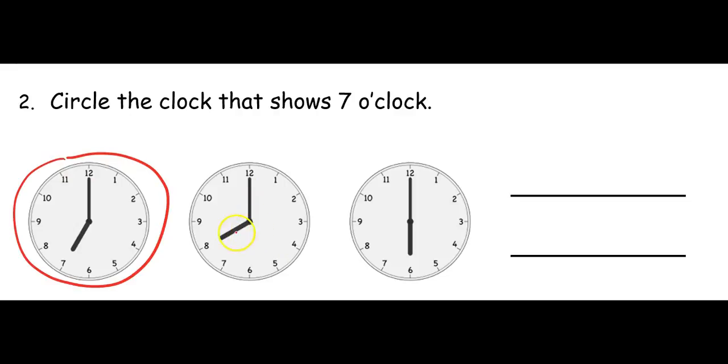This clock is showing 8 o'clock because the hour hand is pointing at the 8 and the minute hand is pointing directly at the 12. So 8 o'clock for that clock. And the last clock is showing 6 o'clock. The minute hand is pointing at the 12, the hour hand is at the 6. So it's showing us that there are no minutes past 6 o'clock.